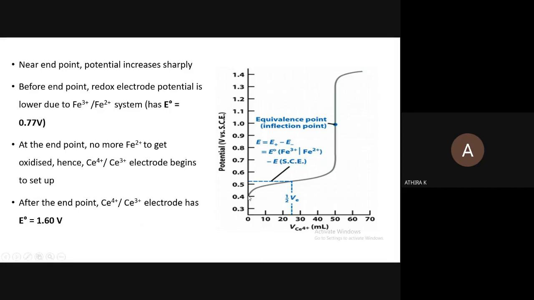You can see here there is a slight increase in the potential as we are adding cerium 4 plus. There is only slight increase in the potential. But as we add cerium 4 plus continuously, there is a sharp increase in the potential. This indicates here is the endpoint. The endpoint is near the sharp increase of the potential.